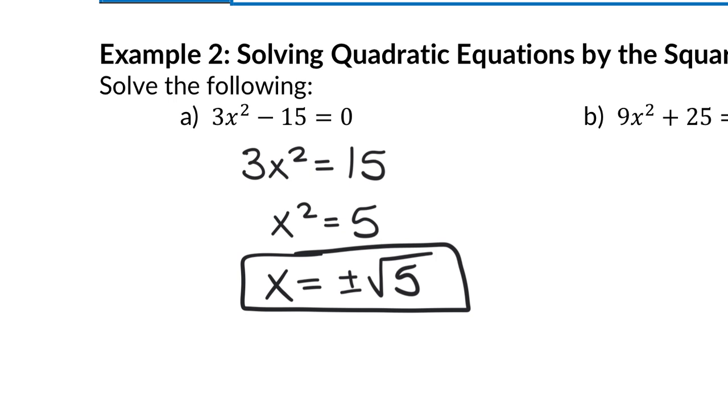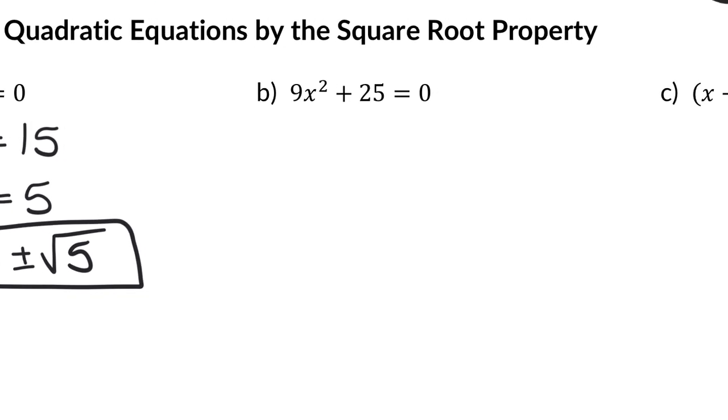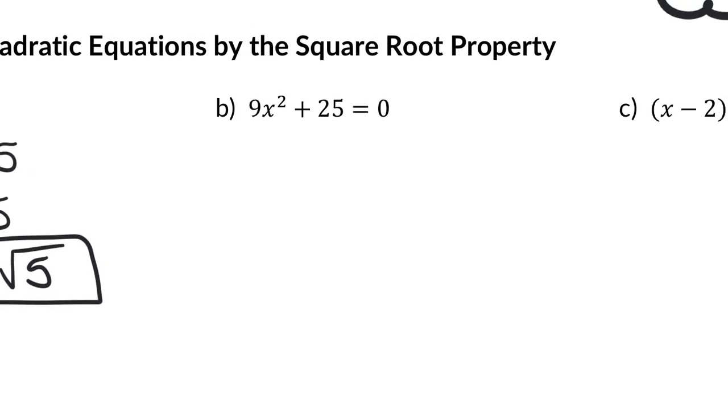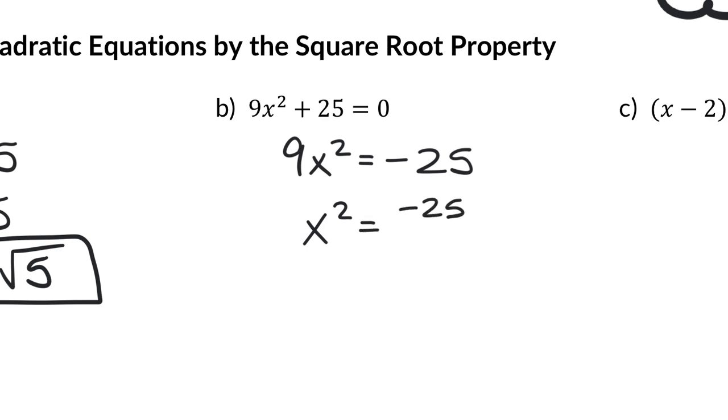Can I make it a little crazier? Same idea, we're trying to get x squared by itself. So what would you say I should do first? Great, move the 25 over. So I have 9x squared equal to negative 25. What next? Divide by 9 first. We've got to get the x squared, or the squared term, all the way by itself. Now 25 and 9 don't divide evenly, so I'm going to leave it looking like that.